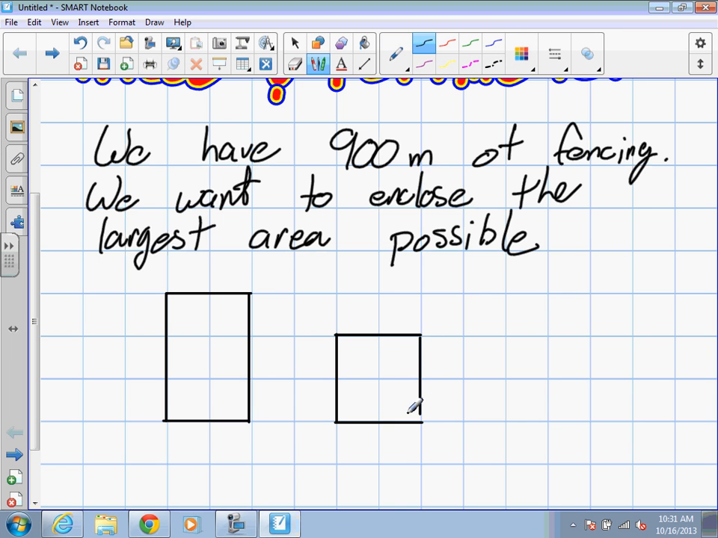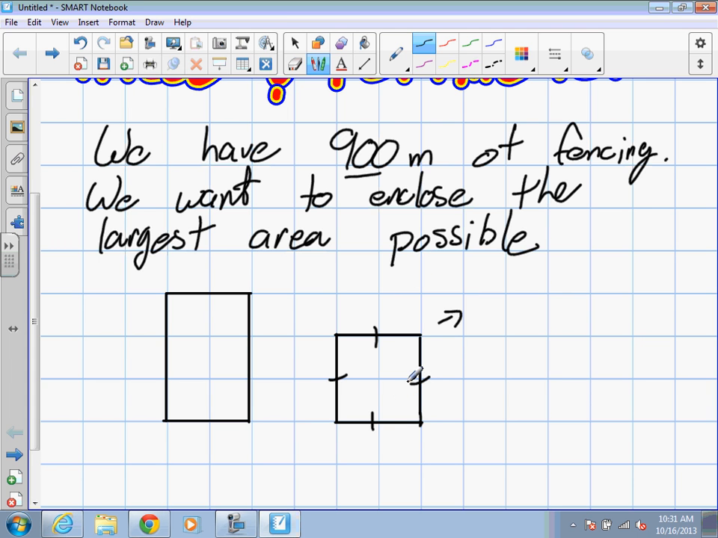So, for a square, how would our fencing have to be divided? A square has four sides that are the same. Well, the total perimeter here is 900. So, for instance, what is the formula for perimeter of a square? Does anyone know? Perimeter. Yeah, length times 4. That's right. For a square, we can do length times 4.